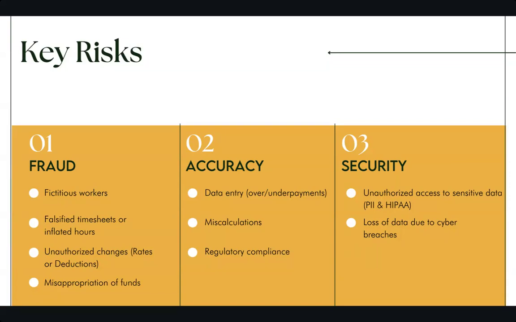And then the third section is on security, IT security. This is more system-wide. This relates to unauthorized access to sensitive data, which can be personally identifiable information or HIPAA information as it relates to benefits. The second here is loss of data due to cyber breaches. That is more the general IT control environment. So those are some of the key risks within the process.